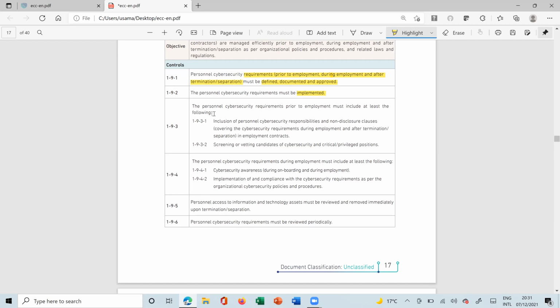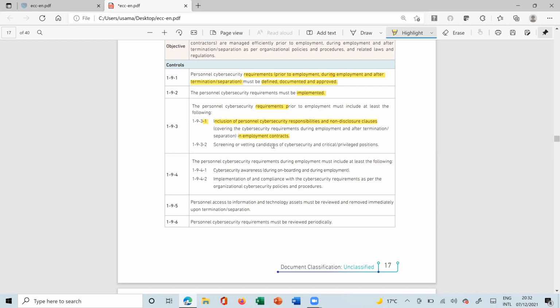In control number 3, there are some requirements. Sub-control 1 is the inclusion of personnel cybersecurity responsibilities and non-disclosure clauses in the employment contract. In the employment contract, you have to add the responsibilities and the NDA required of the employee.